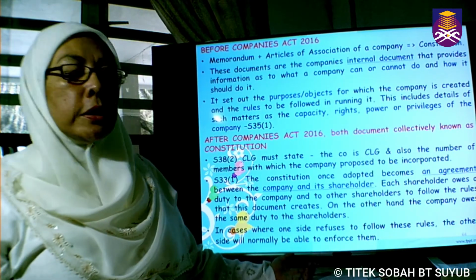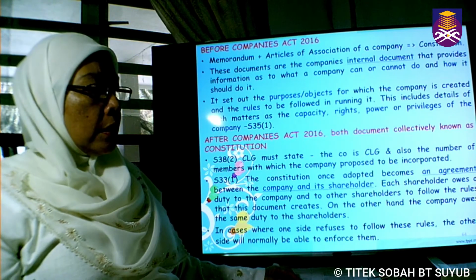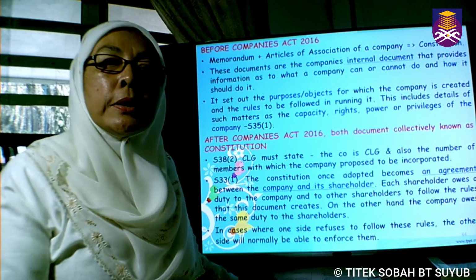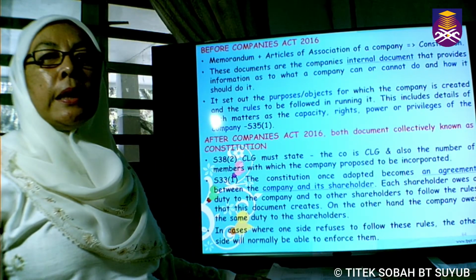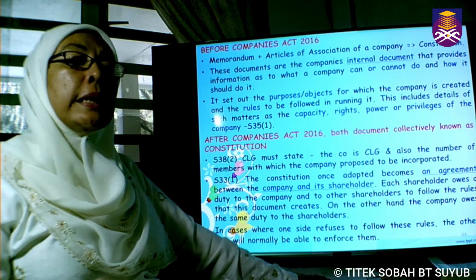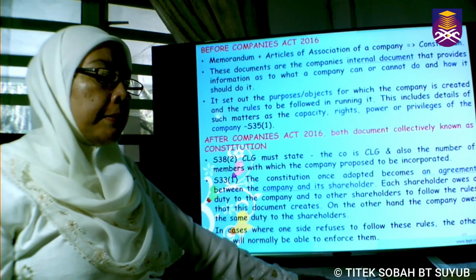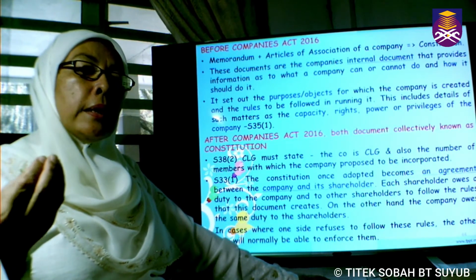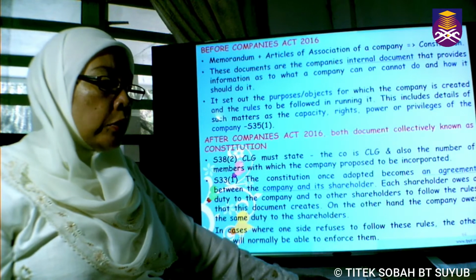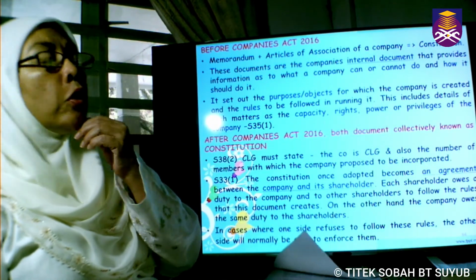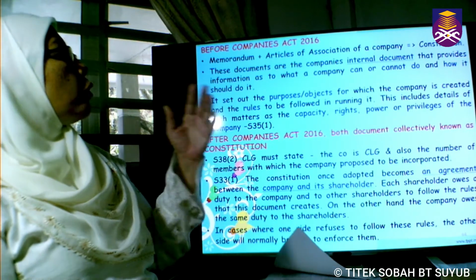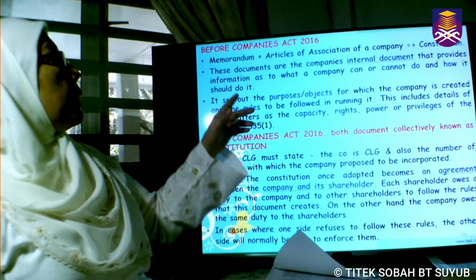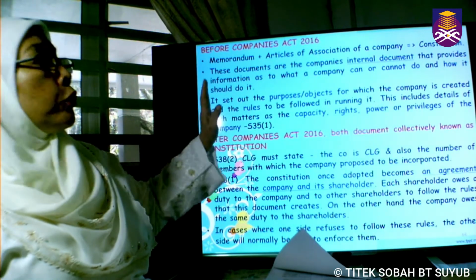Okay, so what is the situation before the Companies Act 2016? Before 2016, the Memorandum and Articles of Association were the documents called the constitution, meaning there are two documents here, the memorandum and the articles of association. These are actually the constitution. However, these documents are internal documents that provide information as to what the company can or cannot do and how it should do it. This is the Memorandum and Articles of Association before 2016.